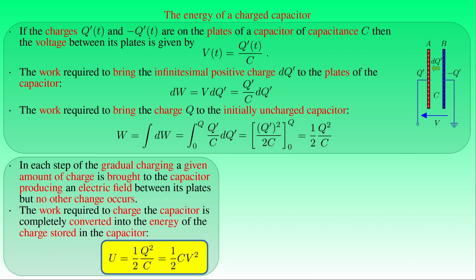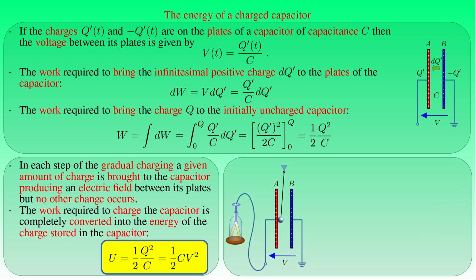It is also valid for a single conductor provided the voltage V is equal to the electric potential of the conductor with respect to a point at infinity. The inverse process of the gradual charging of a capacitor is its gradual discharging, where the capacitor can do work on any physical system residing in its electric field. The experiment shown in the figure illustrates how work is done during the discharge of a capacitor.